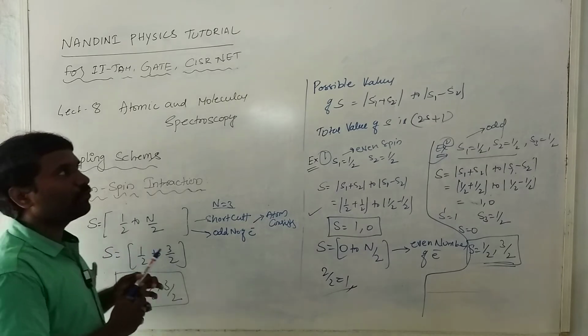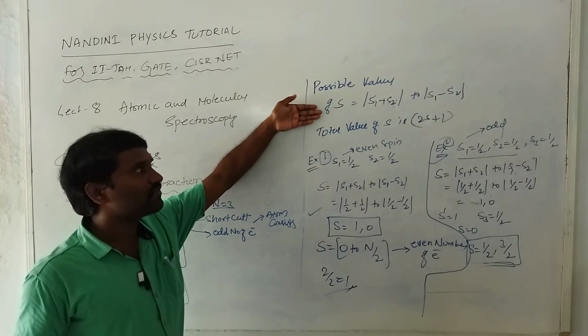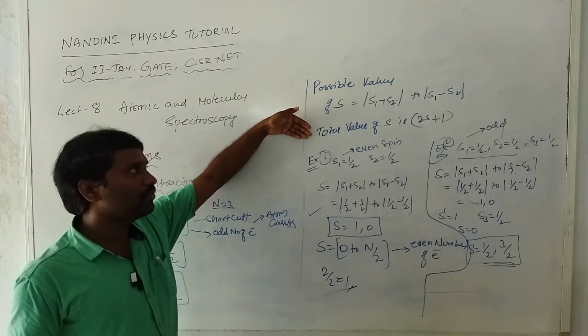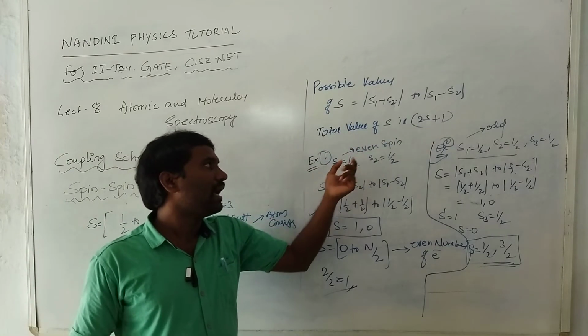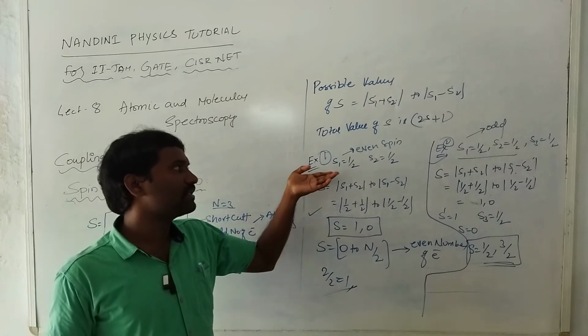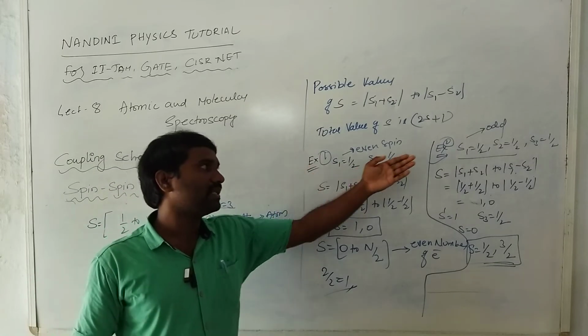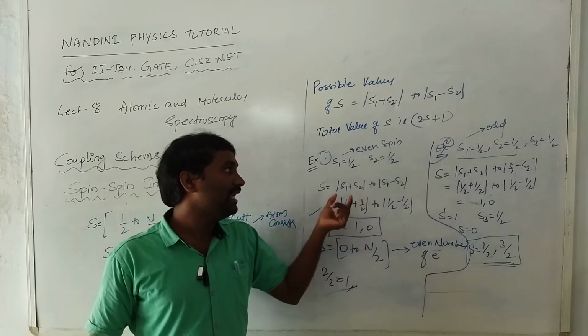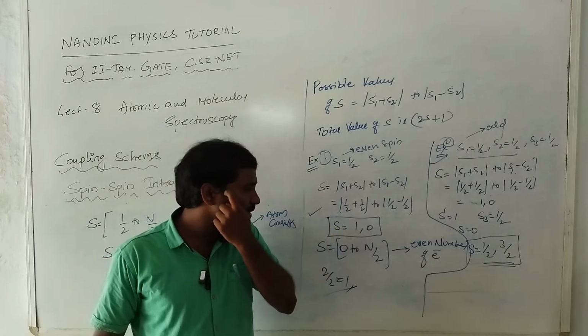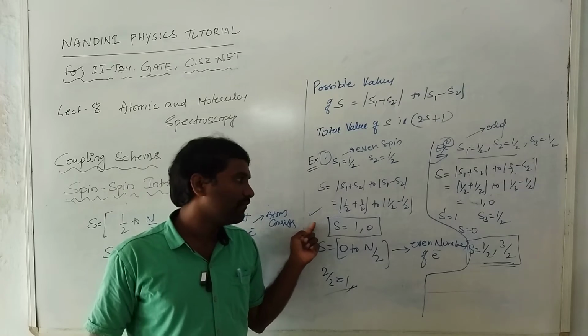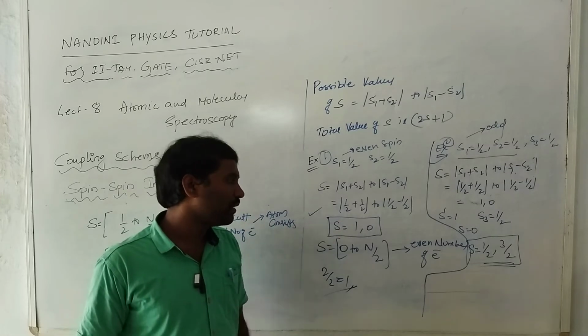That angular momentum's possible values are S is equal to S1 plus S2 to S1 minus S2, and the total number of values of S is 2S plus 1. I will consider two examples. First I will consider even spins, and second odd spins. In even spins I use the formula to find the spectral terms. S is equal to 1, 0 are the possible values of S from this interaction.